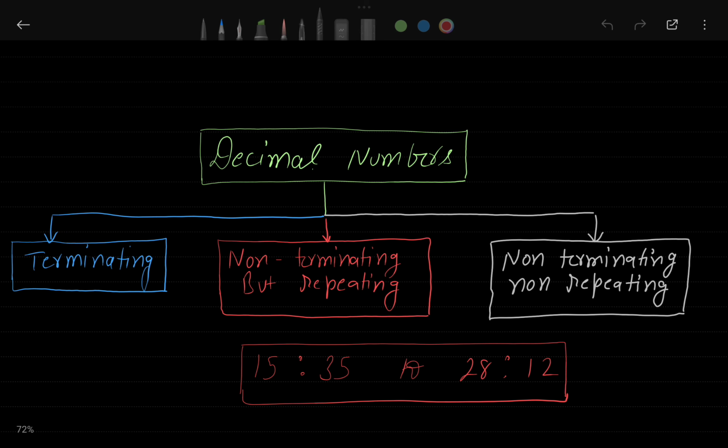Now before I start teaching you the method of conversion of non-terminating but repeating decimals to p by q form, I need to tell you what non-terminating but repeating decimals are. So let's have a look.